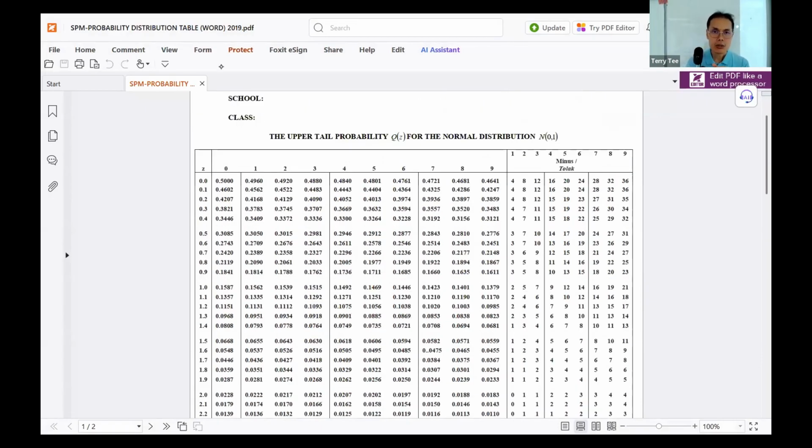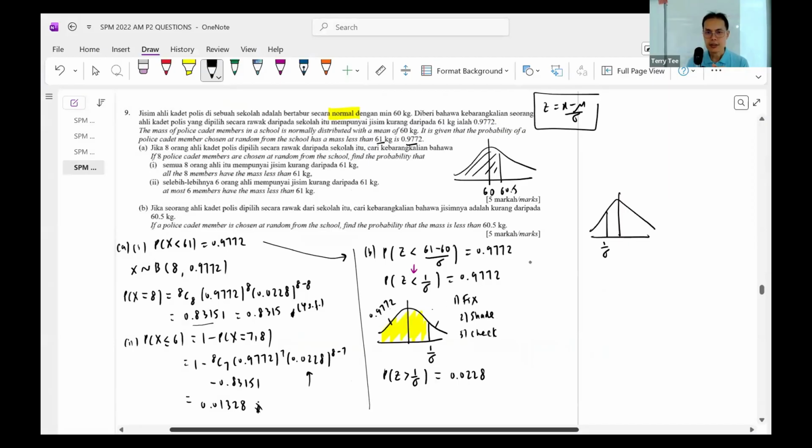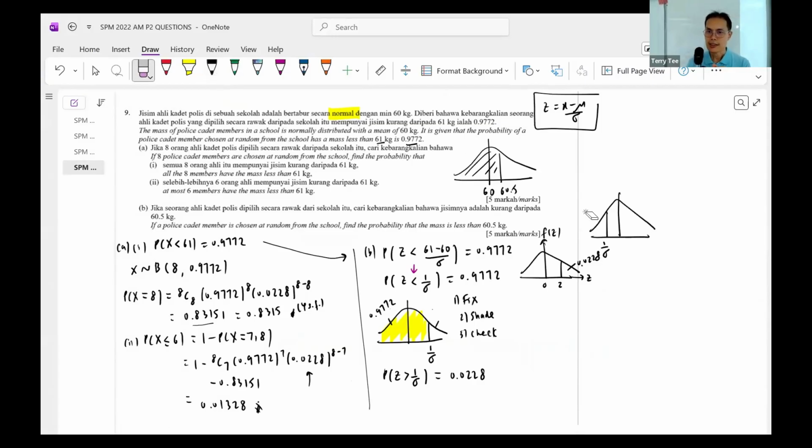Where is it? 0.0228. Slowly find. You will see it here. See this? How do you read this? 2.0. That means your z value is 2 when the area is 0.0228. Okay, let me just show you here. So what we are saying is this. I draw another one for you. When this is 0.0228, this z value is 2. Okay, this is your horizontal axis. This is your z score. We call it a standard normal distribution.